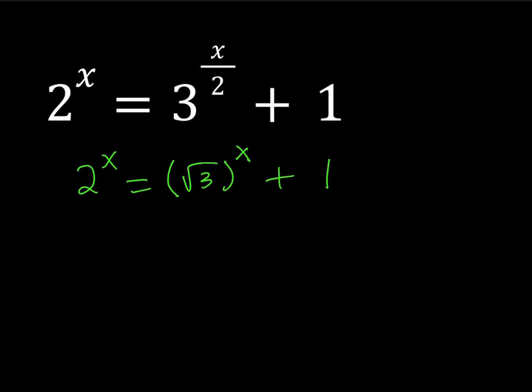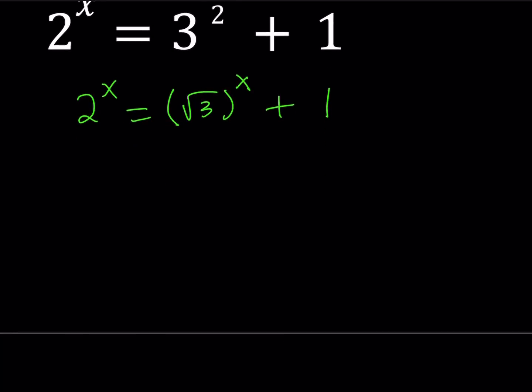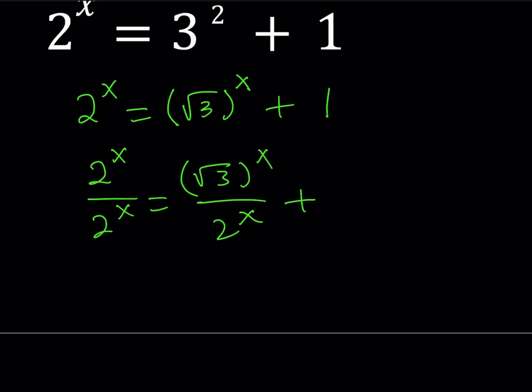I know that at this point some people are just going to guess and check their solutions. But we do need a more systematic approach. So at this point, I would like to divide everything by 2 to the power x. Let's go ahead and do that and see what happens. Divide by 2 to the power x, divide by 2 to the power x, and divide by 2 to the power x. Great. Now, what does this give us?